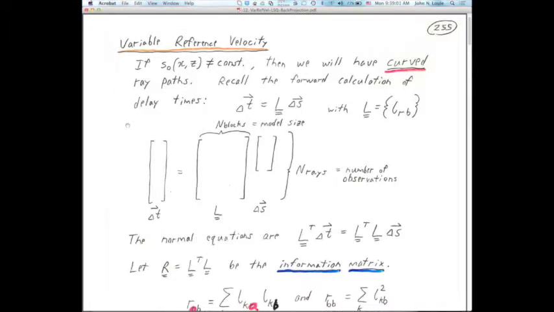So let's go on to number 12. Here I'm going to talk a little bit about just what you were suggesting, which is, what if we let the reference velocity vary and we retrace the rays? Okay. So what if the reference slowness model S naught is a function of x and z? Notice it doesn't have to be constant at all. Right? Then we're going to have, instead of straight ray paths, curved ray paths.